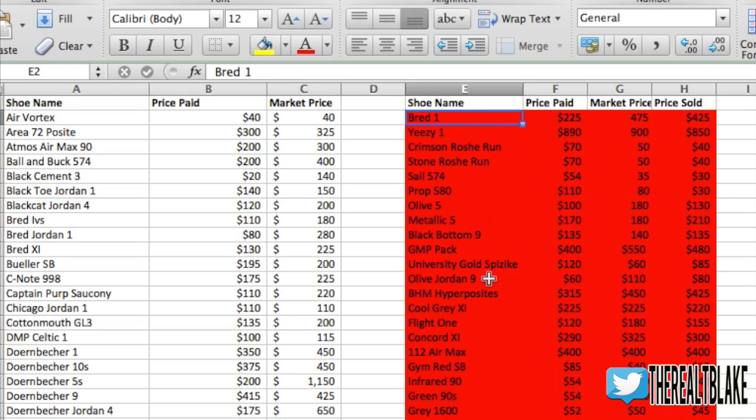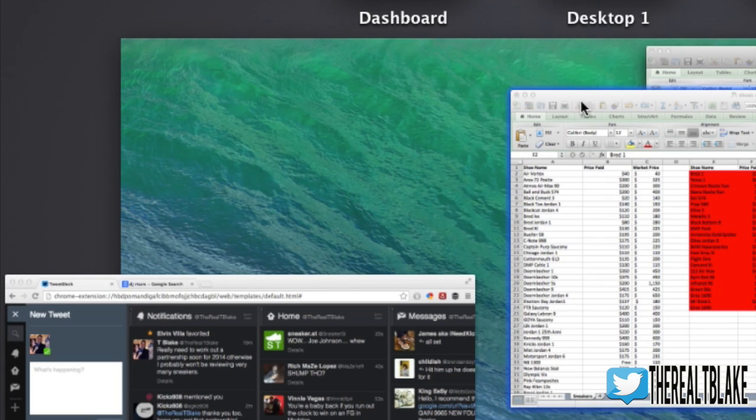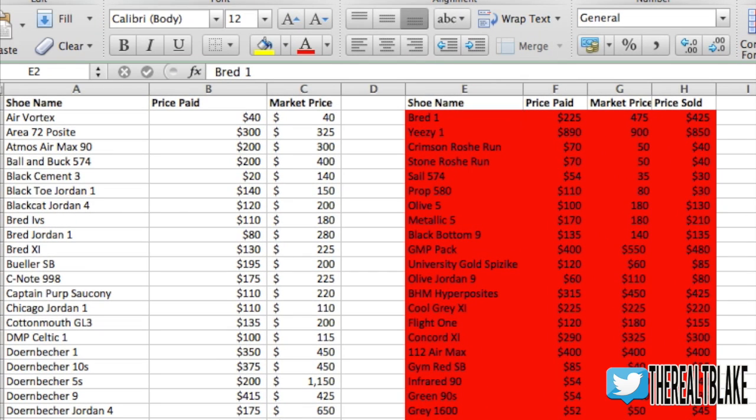I also have market price there, in case I ever need to get the money out of my sneakers. I keep track of what people have offered me for them. And then I also have this list in red, which shows sneakers from my personal collection that I've sold. Hope this helps for you guys at home.